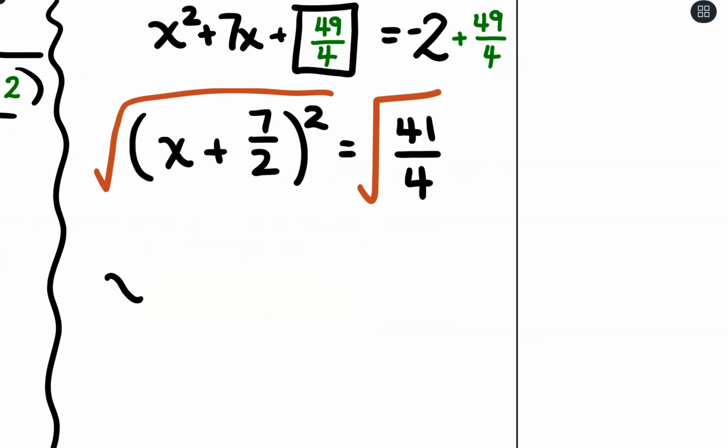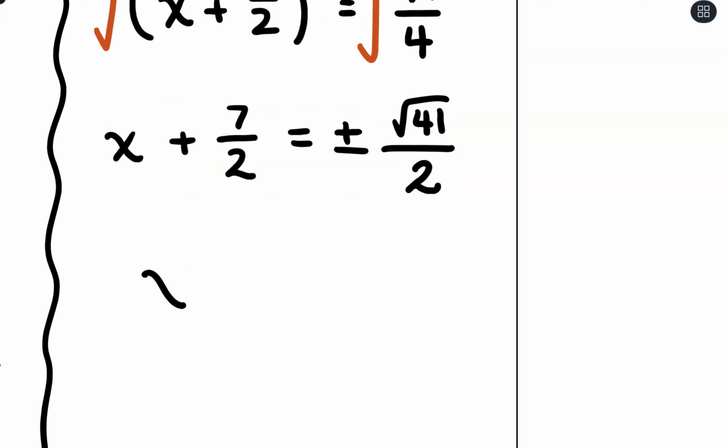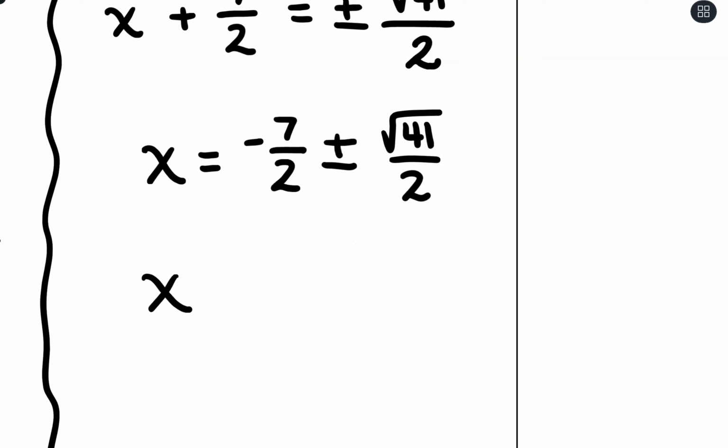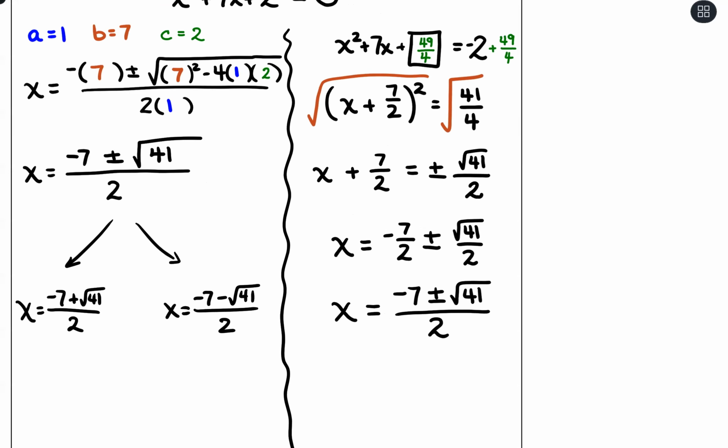So we'll have x plus 7/2 equals plus or minus, and then I'm going to leave the numerator as square root of 41, but in the denominator I could take that square root of 4, which is 2. I'm going to subtract 7/2 from both sides, so I'm going to have negative 7/2 plus or minus root 41 over 2. And then I could combine those into a single statement where I have in the numerator negative 7 plus or minus root 41 all over that common denominator of 2. So we end up in the same exact spot.